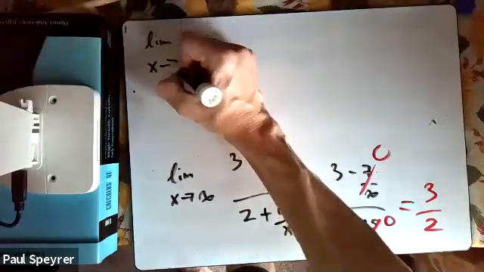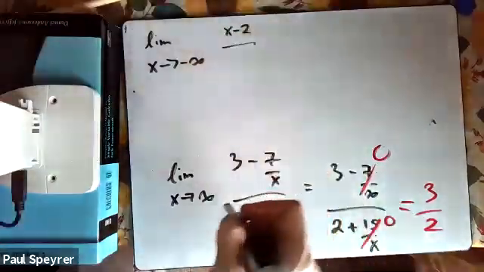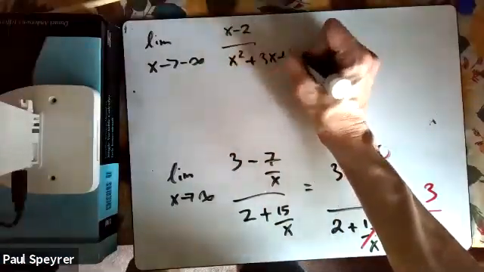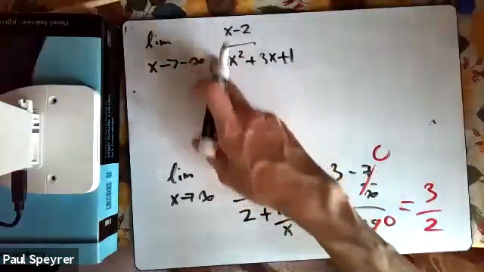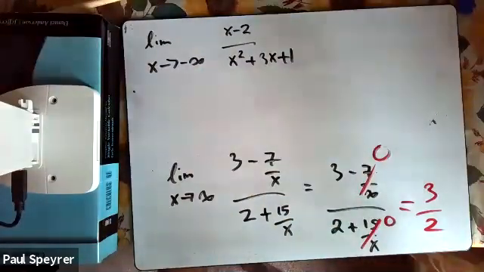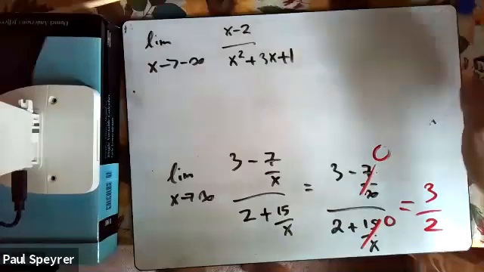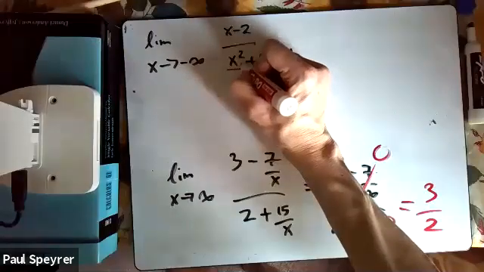Let's try the limit as x goes to negative infinity of x minus 2 over x squared plus 3x plus 1, for example. So again, if we plug negative infinity into here, you get negative infinity over infinity, right? Still undefined. It's indeterminate form. So the trick for the rationals again is divide everything by the highest power variable of x in the denominator. So what is that? This guy right here.